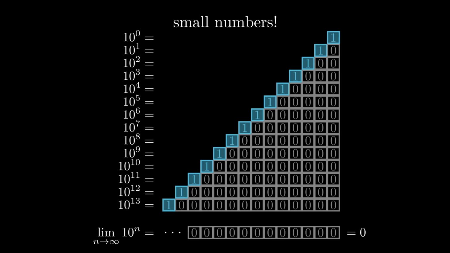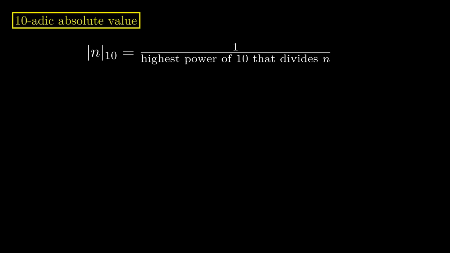We can make this precise by defining a new absolute value. Determine the highest power of 10 that divides a number. Then divide 1 by that power of 10. This is its 10-adic absolute value. For example, 78,000 is divisible by 1,000, but not 10,000. So its 10-adic absolute value is the real number 1 over 1,000.